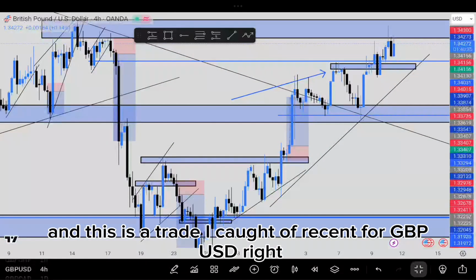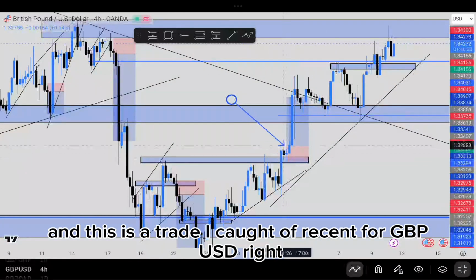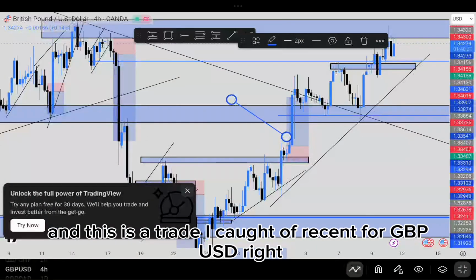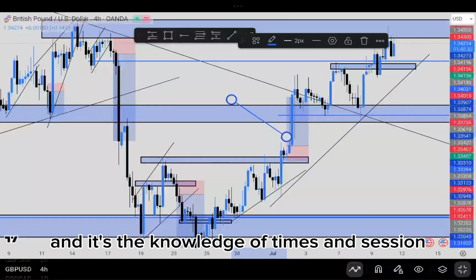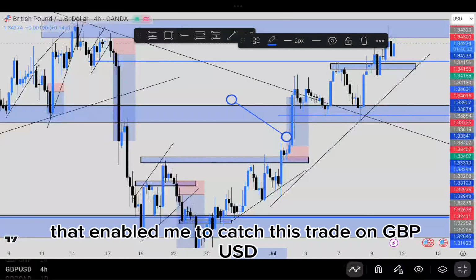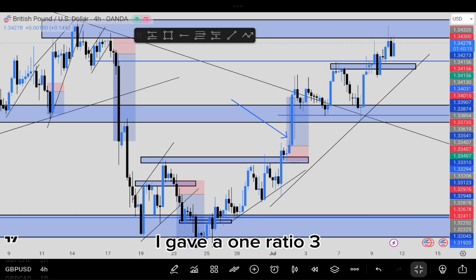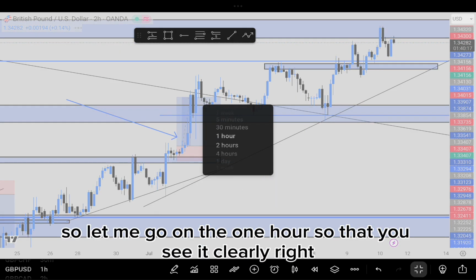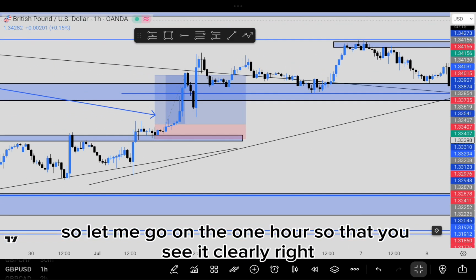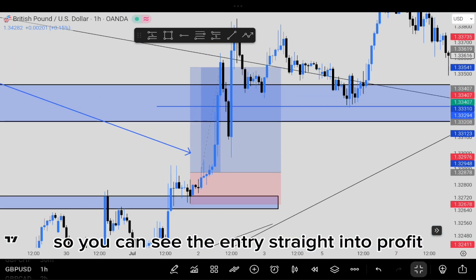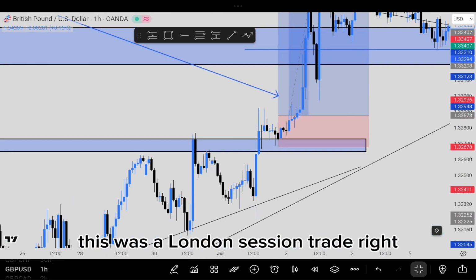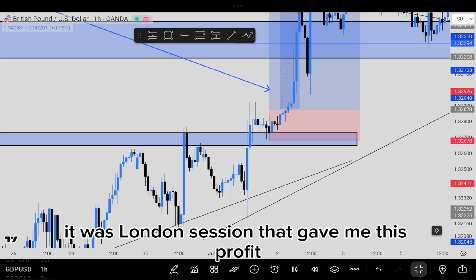This is a trade I caught recently on GBPUSD, and it is the knowledge of times and sessions that enabled me to cash this trade. It was a very nice trade that gave 1:3, as you can see right here. Let me go on the 1 hour so that you see it clearly. You can see the entry went straight into profit. This was a London session trade.